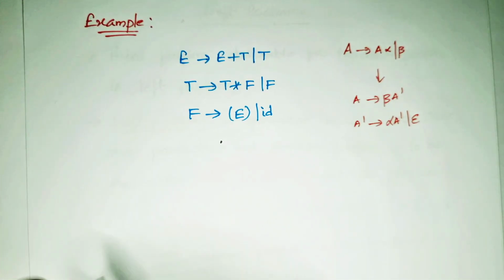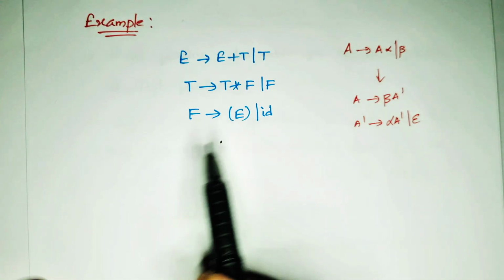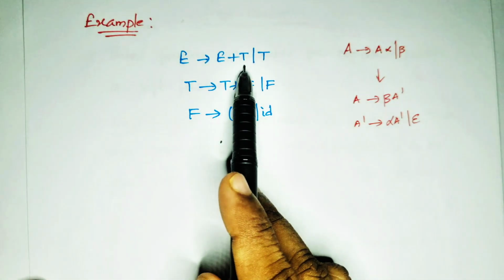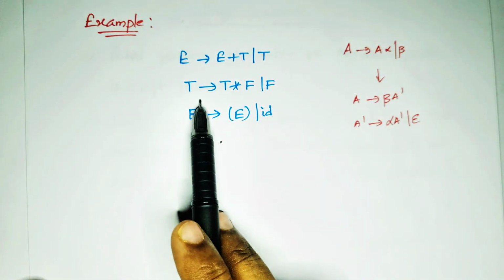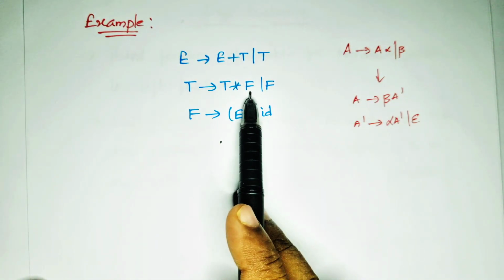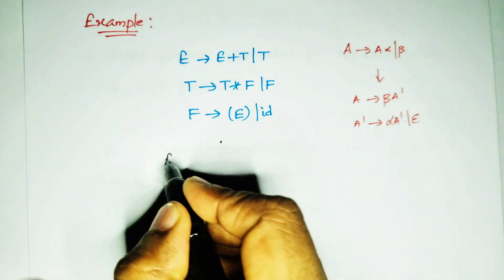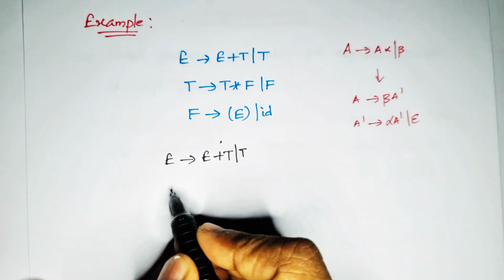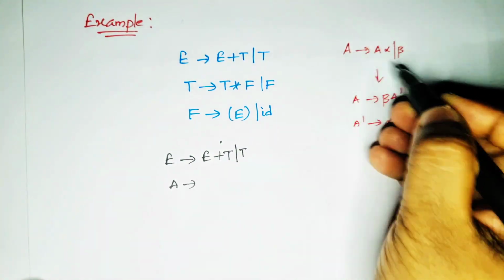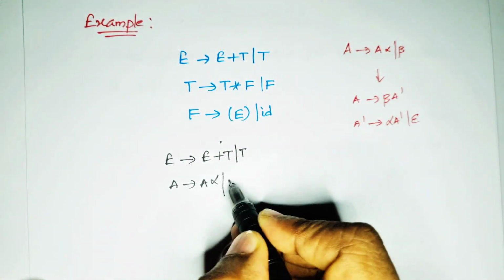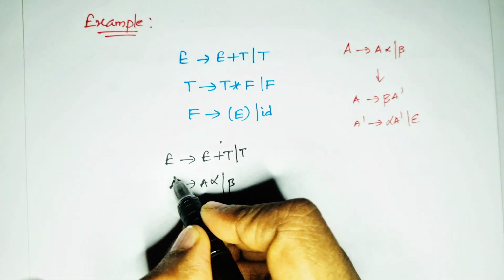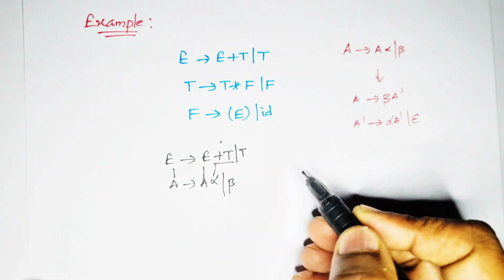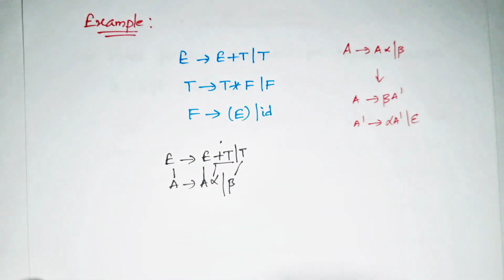We shall see an example of how to remove left recursion when a grammar is left recursive. See here, E goes to E plus T. Here left recursion is there, and also here T goes to T star F. Now I am taking E goes to E plus T or T. Compare it with this one: A goes to A alpha or beta. Here in place of A you have E, in place of alpha you have plus T, in place of beta you have T.